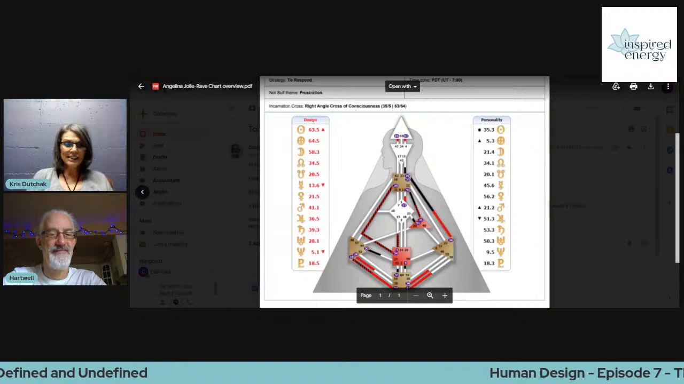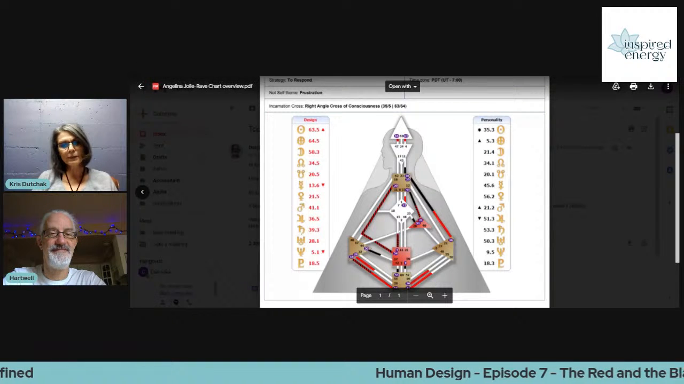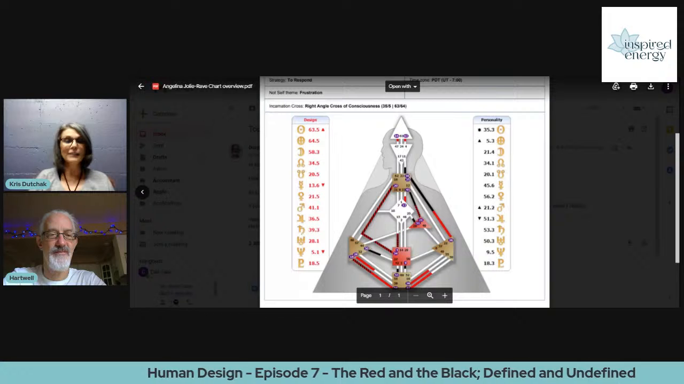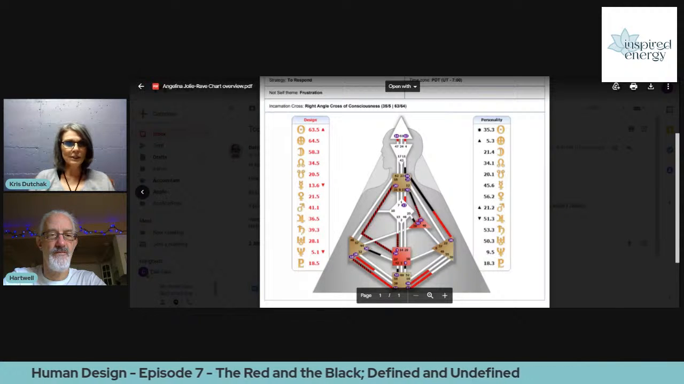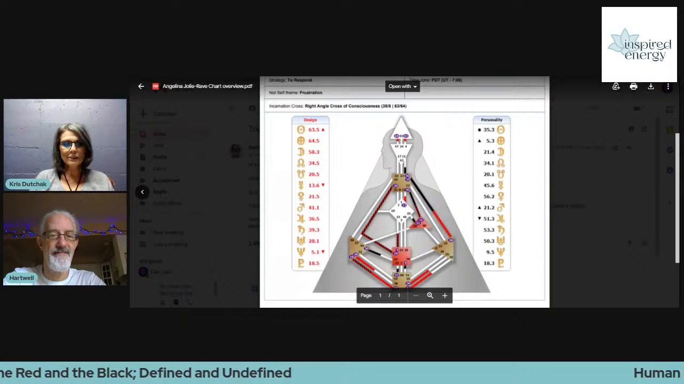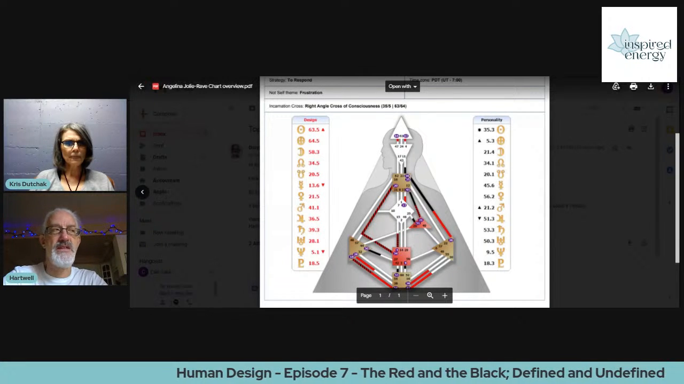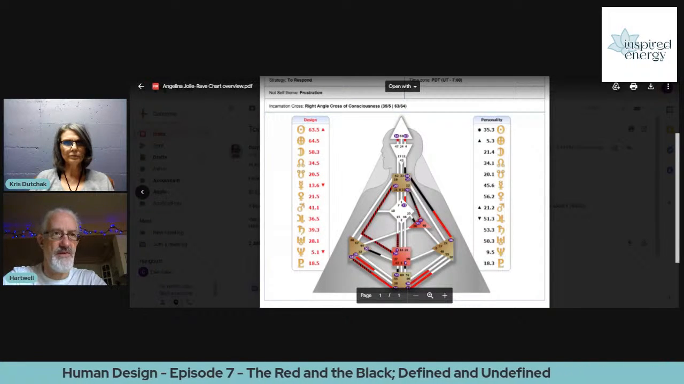So to start off, can you explain to us exactly... Oh, and everybody, you'll see a chart on the right-hand side to refer to that Hartwell's going to be explaining what each of these elements are. So can you tell us what the red and the black represent on the chart and why there's two different ones? Yes, Kris. This is one of the key aspects of human design.